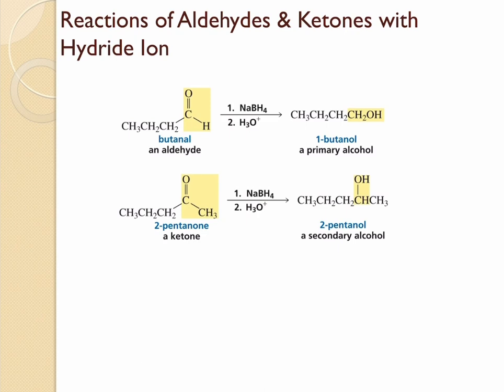When aldehydes and ketones react with sodium borohydride, it's going to give the corresponding alcohol. In the case of an aldehyde, we'll get a primary alcohol, but in the case of a ketone, we'll get a secondary alcohol. Now, this reaction takes place in two steps. First, we add sodium borohydride, and in the next step, we add the acid. Only after the first reaction is complete are we going to add acid to the reaction. Let's take a look into the mechanism.